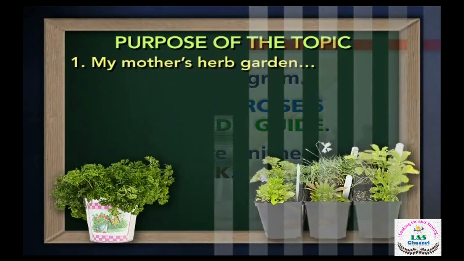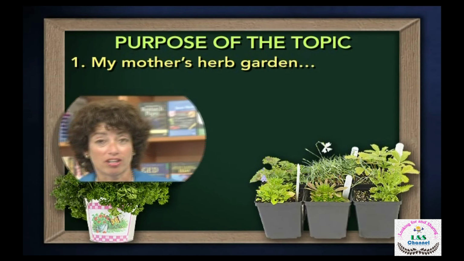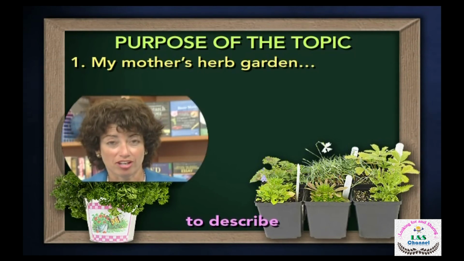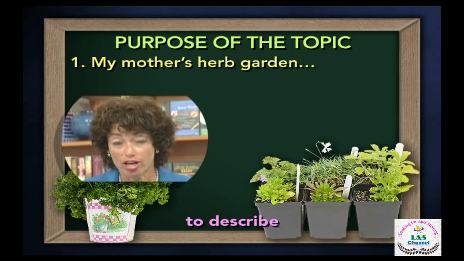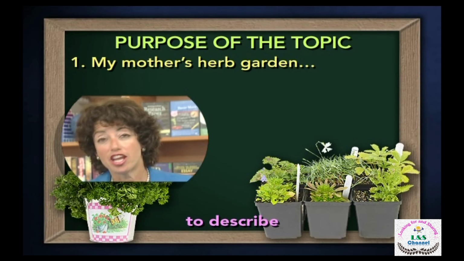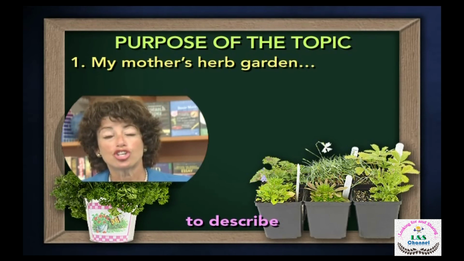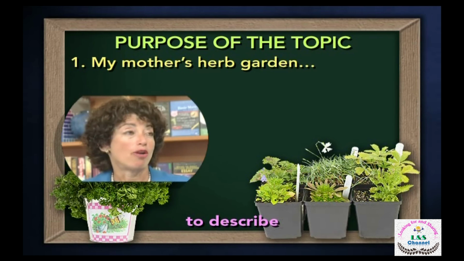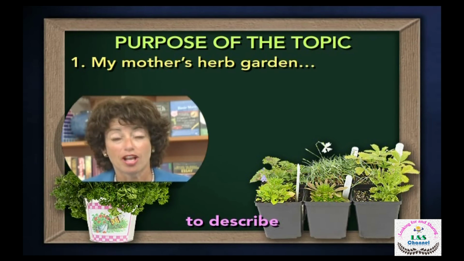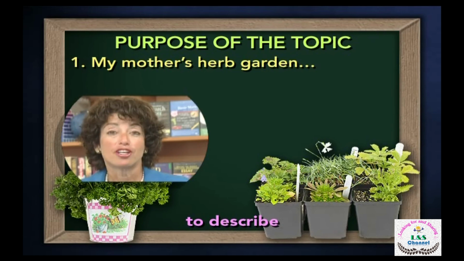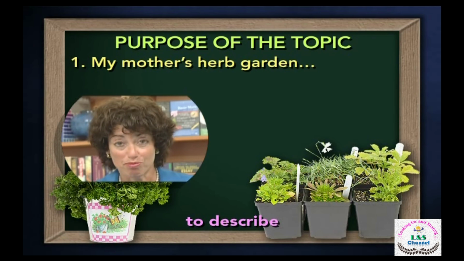Here are the answers. My mother's herb garden. Well, probably you will describe the herb garden. You might name and talk about each plant. You might describe the oregano, the chives, the sage, the basil, and you would show through your writing what each specific herb looks like, what it smells like, how it grows, and how it's used. This particular topic lends itself very well for description because you can talk about each specific type of plant.